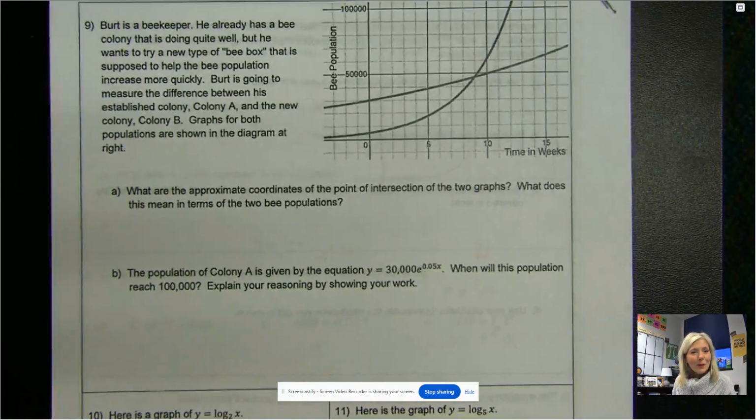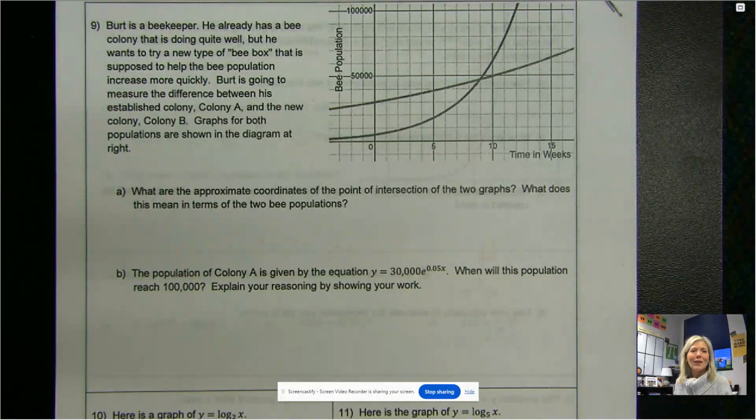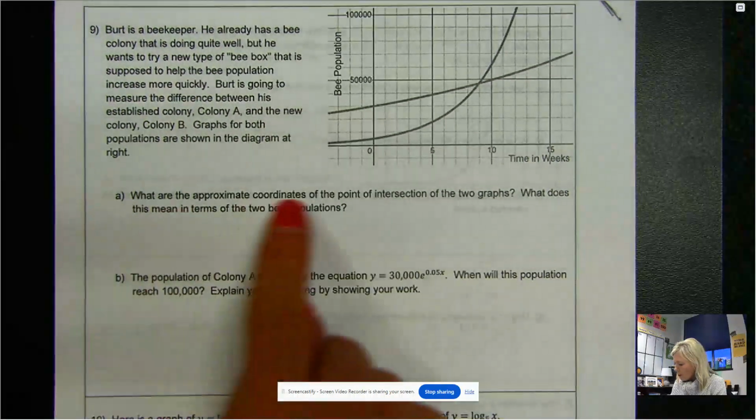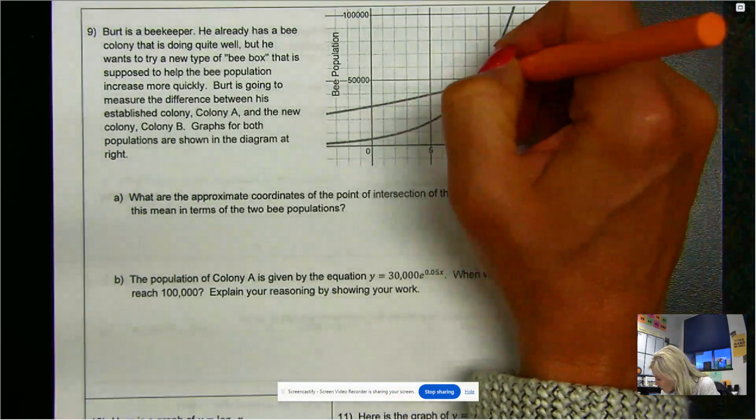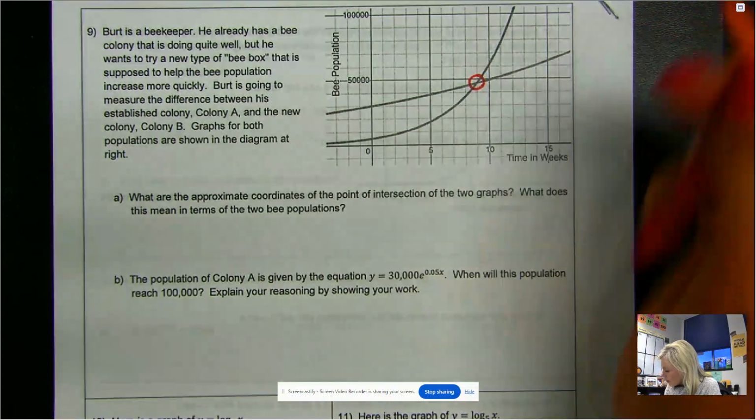All right. So Bert is a beekeeper. He already has a bee colony that is doing quite well, but he wants to try a new type of bee box that is supposed to help the bee population increase more quickly. Bert is going to measure the difference between his established colony, which is colony A, and the new colony, colony B. Both graphs for both populations are shown in the diagram at the right. What are the approximate coordinates of the point of intersection of the two graphs? Okay. So here's the point of intersection.